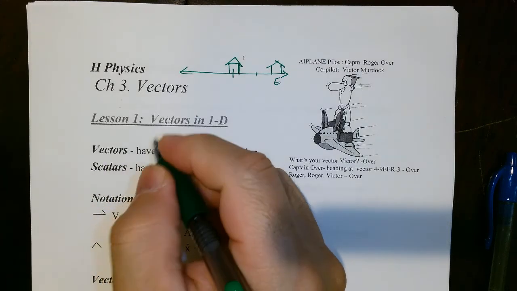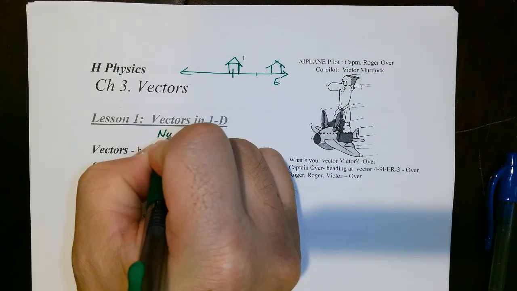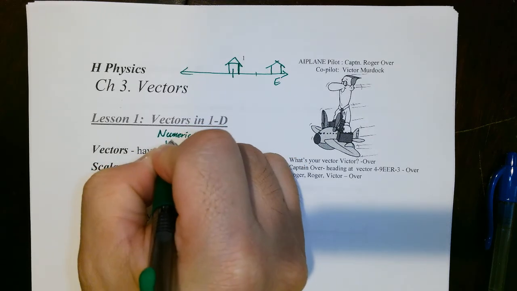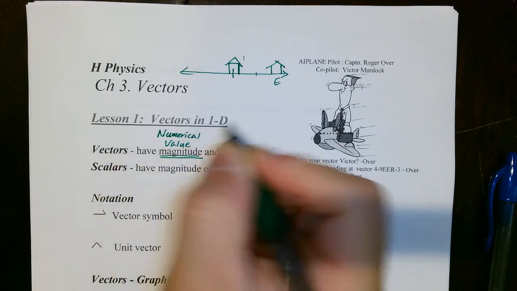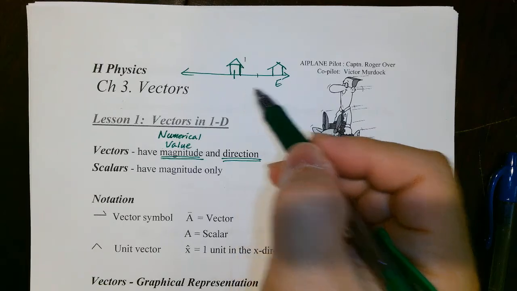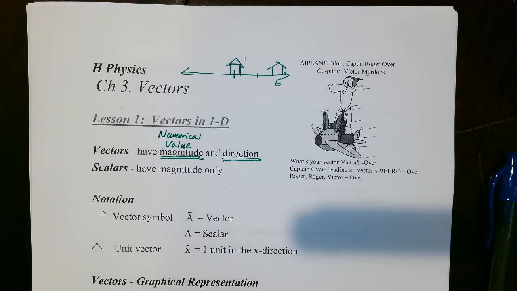Okay, so magnitude, what does that mean? Magnitude means a numerical value. It's basically the size, right? So the numerical value or the size represents the magnitude. So in this example, 2 blocks would be the magnitude.